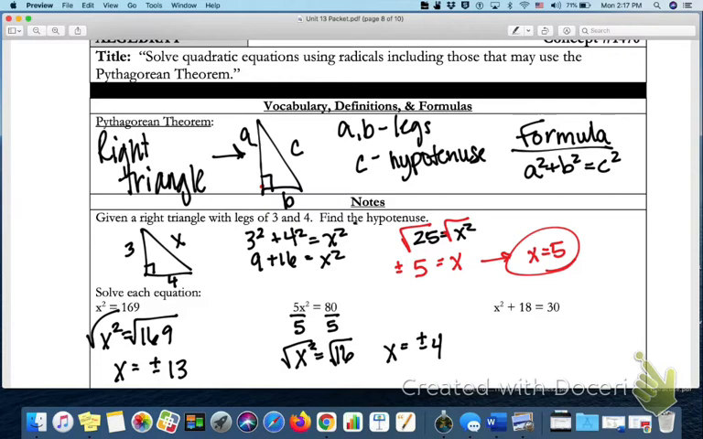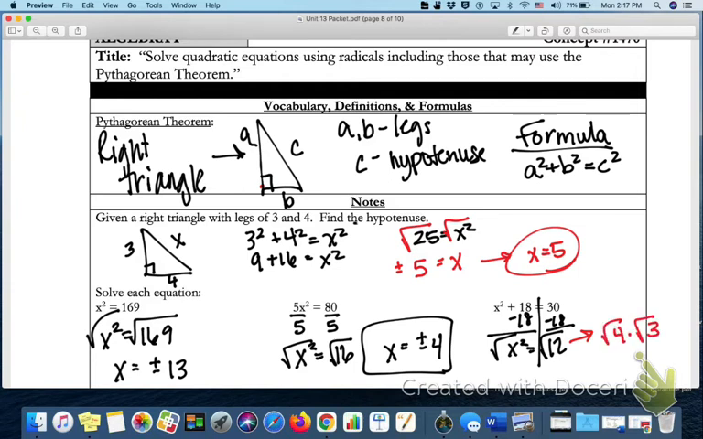X squared plus 18 equals 30. We would need to subtract, or do the inverse of addition, so subtract 18 from both sides. That's going to leave me with x squared equals 12. 12 is not a perfect square, but it does have a perfect square that divides it. So I need to rationalize that and take the square root of x squared, and 4 times 3 is 12. So I can simplify that, which gives me x is equal to plus or minus 2 square root of 3.